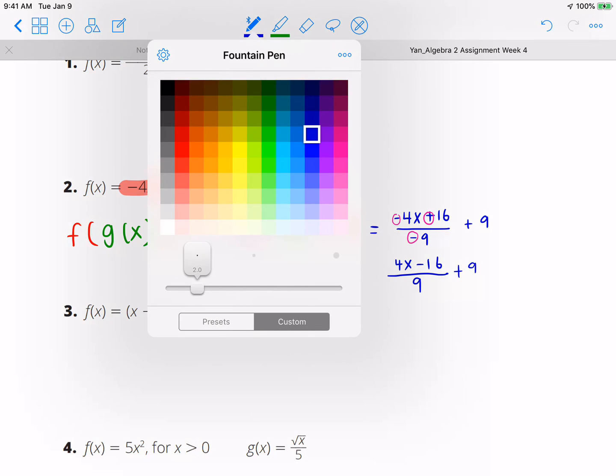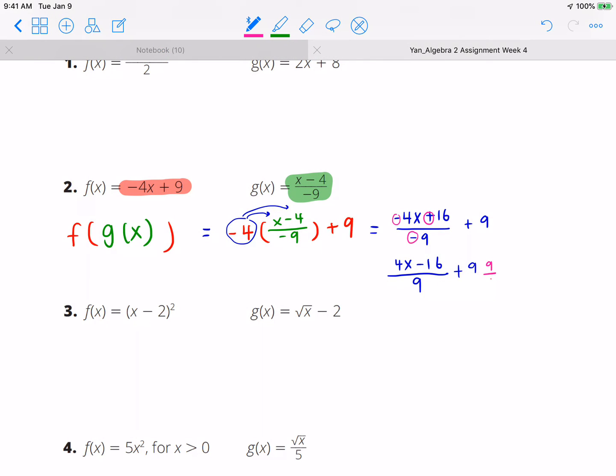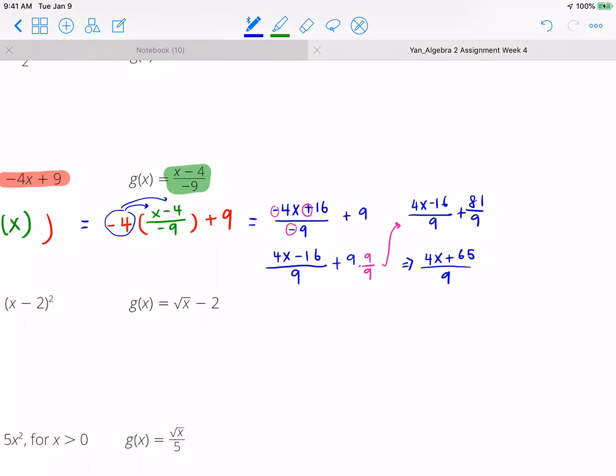Now, common denominator, I'm going to multiply 9 over 9 because I want the denominator to be a 9. So this is going to be 4x minus 16 over 9 plus 81 over 9. Okay? Keep going. Yeah, it's so obvious that it's not going to be equaling to an x. So it's going to be 4x plus, what is it, 62 or 65? Yeah, 65 over 9. And this is not inverse. Okay, because again, your goal is to have an x. This is not equal to x. So this is not inverse.